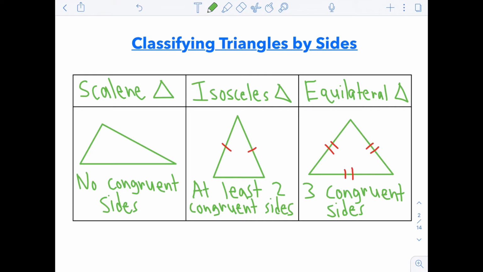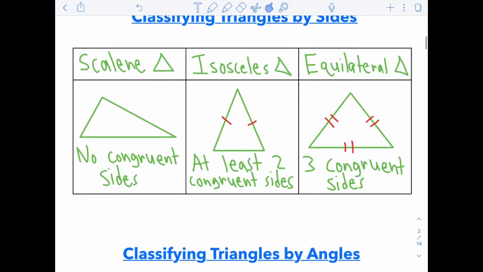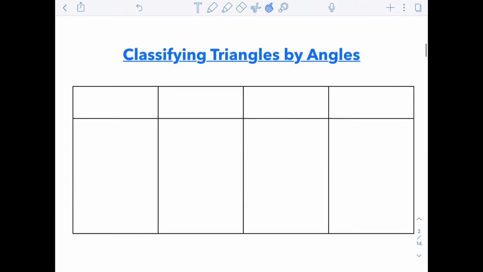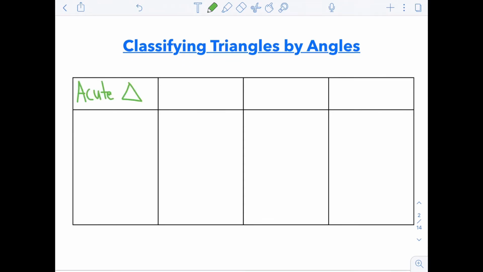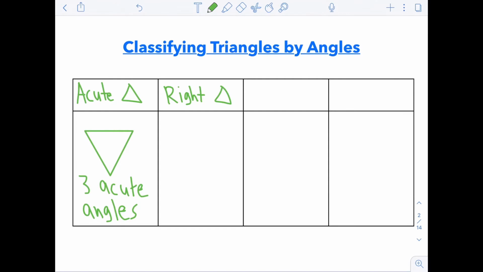Now that we've classified triangles by sides, let's classify triangles by angles. First we have an acute triangle. These are triangles with three acute angles, so it looks like this. Next we have a right triangle. This is a triangle with one right angle, and to indicate that the angle is right, we use this little box like that.